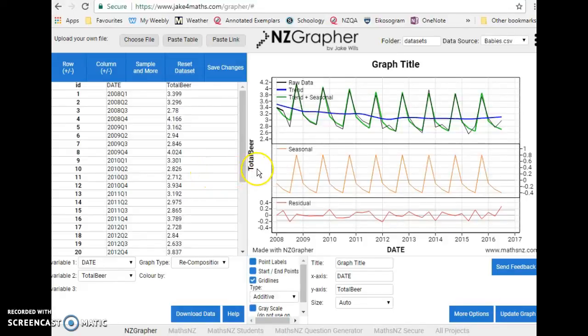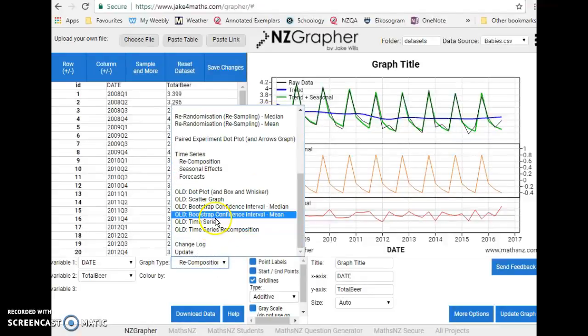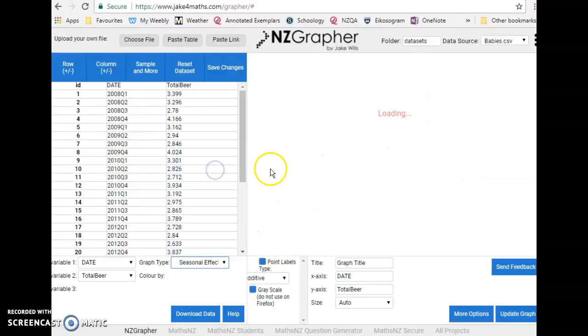Okay, so what we've got here is beer sales in New Zealand. In this section here, you can actually change to 3 different graphs. I'm going to start here, then show you the composition graph, and then I'll point out there's a forecast graph as well.